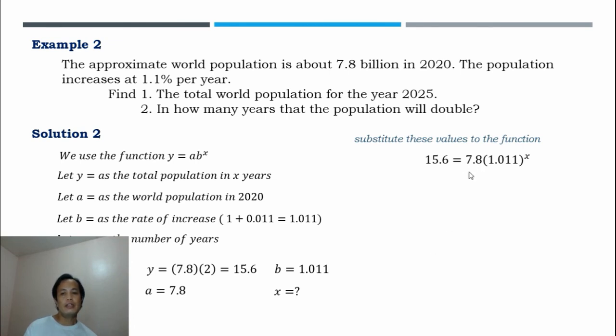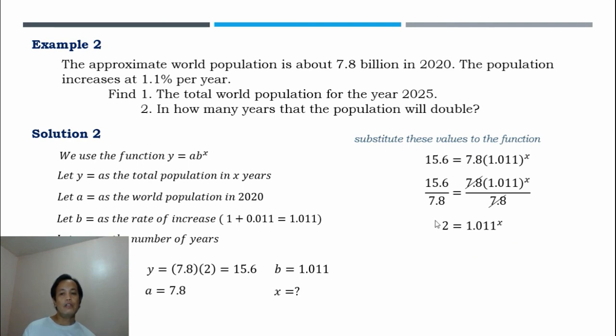This time, we need to eliminate the 7.8. We divide both sides by 7.8 and cancel 7.8. 15.6 divided by 7.8 is 2, which is equal to 1.011 raised to x. This time, we cannot use exponentials here because they don't have the same base, and there is no other way except to use logarithms. We cannot express 1.011 as a power of base 2 or 2 as a power of base 1.011. Therefore, we have no other choice but to use the logarithmic function.